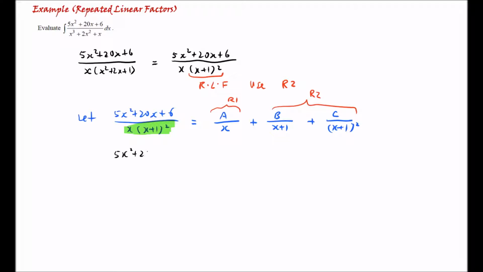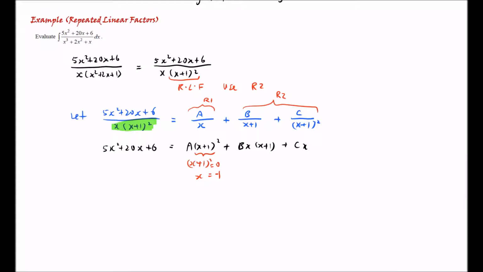We get a new equation, which is 5x squared plus 20x plus 6 equals A(x + 1) squared plus Bx(x + 1) plus Cx. So again, we focus on the bracket of the first term. So we set (x + 1) squared equals 0. So x must be minus 1.